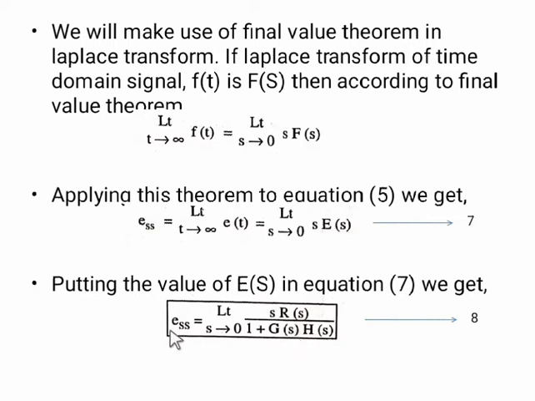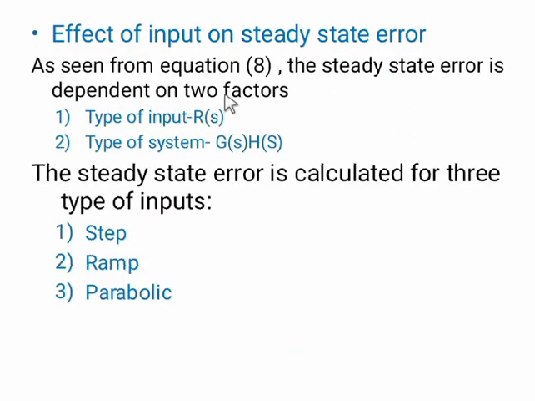So the steady state error depends on two factors. What is the type of input R(s)? Type of input means it is a ramp input, parabolic input, impulse input or step input. And type of system, G(s)H(s), is unity feedback, positive feedback or negative feedback. And the steady state error is calculated for three types of input: first one is step, then ramp input and parabolic input. All these types of inputs I discussed in the previous lectures. So you all know what is the step input, what is the ramp input and what is the parabolic input.